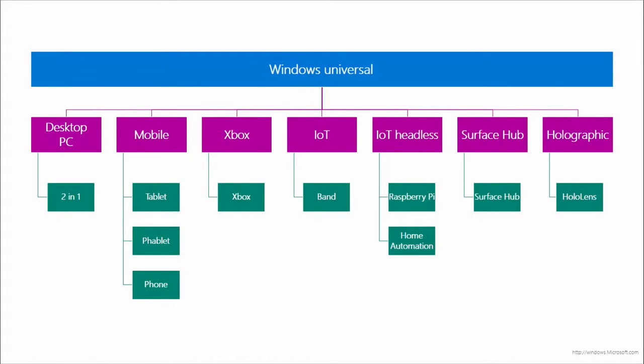These are the different device families. So desktop PC is actually your PC and large tablets, your convertible devices. The mobile family covers small tablets and phablets and phones, of course. There's the Xbox and the IoT device family, the IoT headless, a variant on that. And then the Surface Hub, the big 84-inch and I think a 56-inch, two big wall-mounted team computers for meeting rooms. And then, of course, we've got the holographic device family.